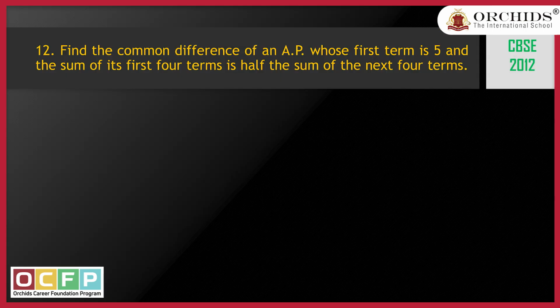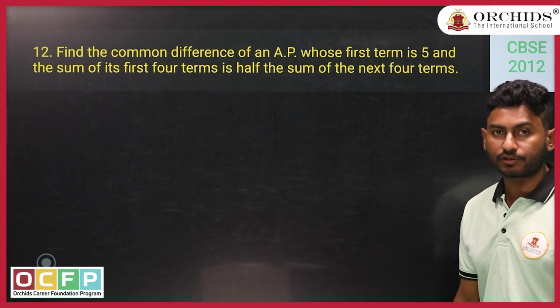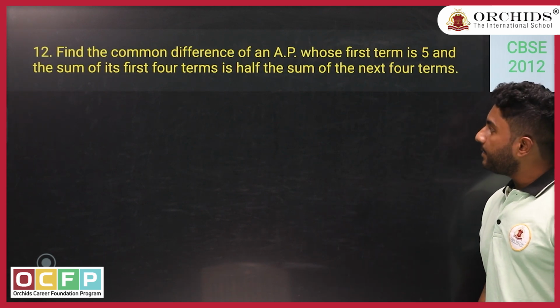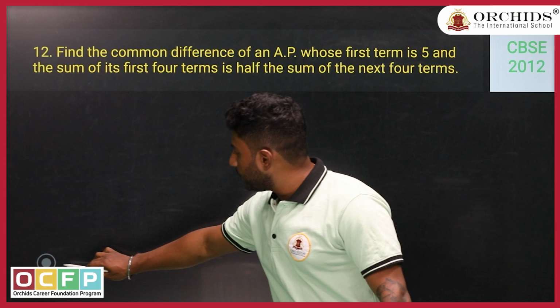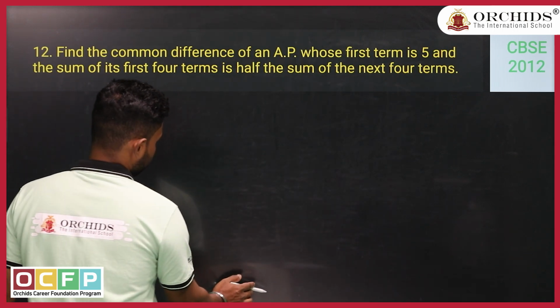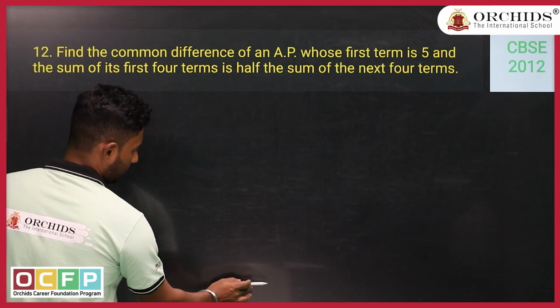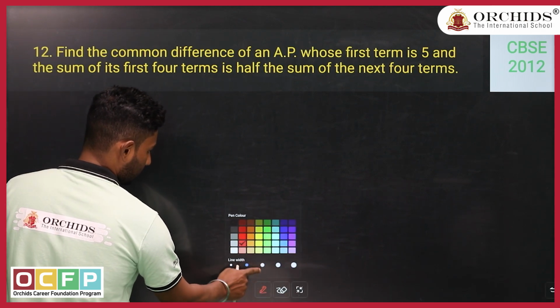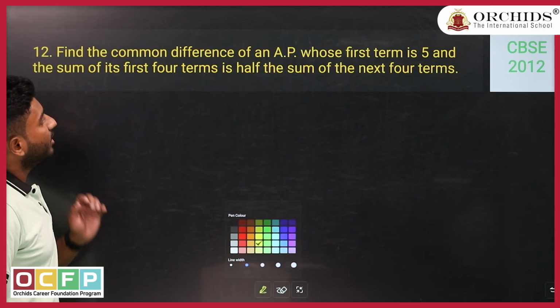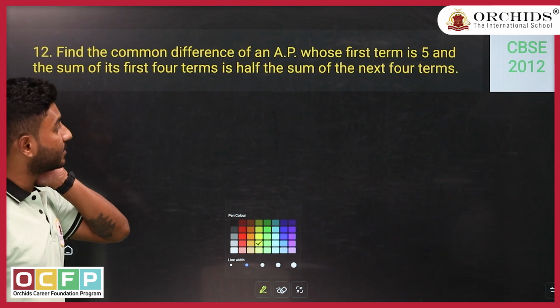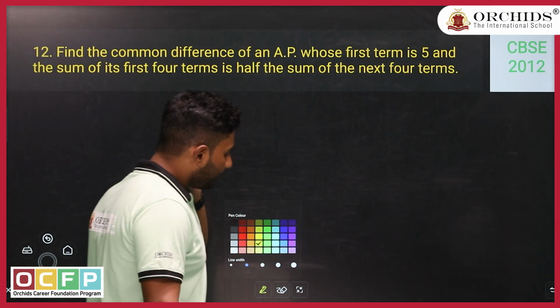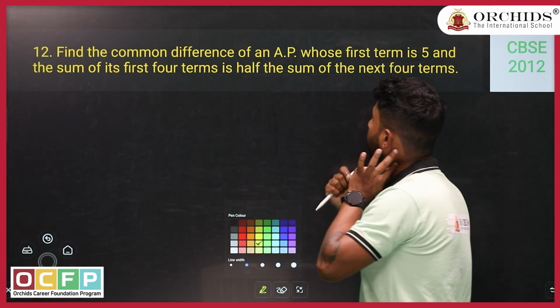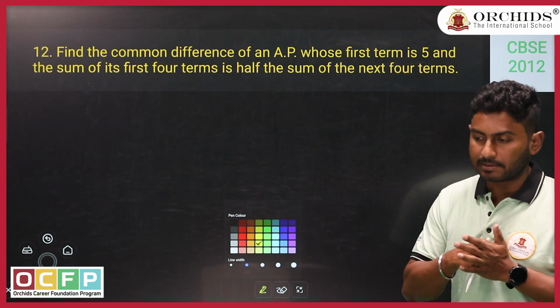Okay, so here is question number 12. This is from CBSE 2012. Find the common difference of an AP whose first term is 5 and the sum of its first 4 terms is half the sum of the next 4 terms. Okay.